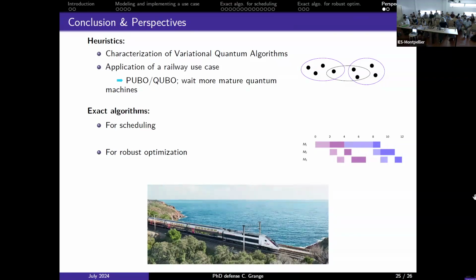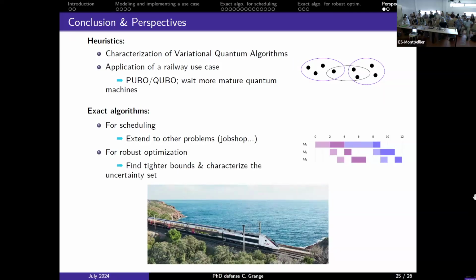About exact algorithms, we would like to extend our algorithm to other scheduling problems, for instance, the job shop. But we could also think of investigating other exact algorithms that use dynamic programming, for instance, inclusion-exclusion, etc.